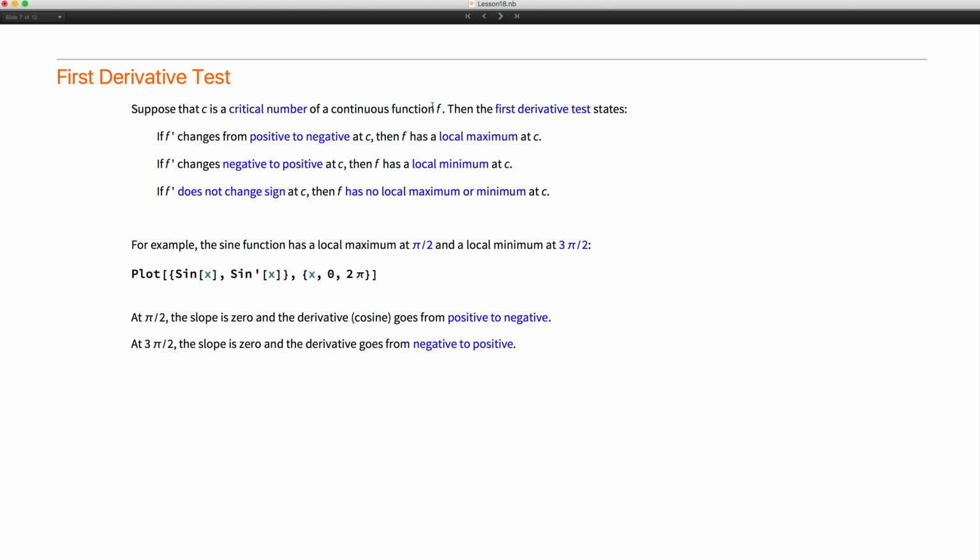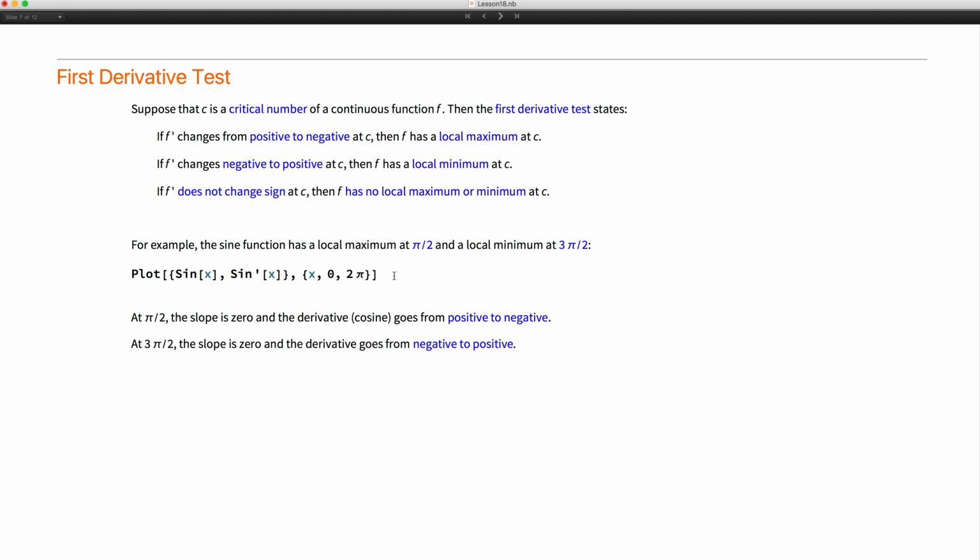Okay, so now we can talk about the first derivative test, which says that if the first derivative changes from positive to negative at a point, then that point has a local maximum for the function, and just the opposite happens at a local minimum, where the derivative changes from being negative to being positive. And on the other hand, if the derivative does not change sign at a point, then the function neither has a local maximum or a minimum at that point.